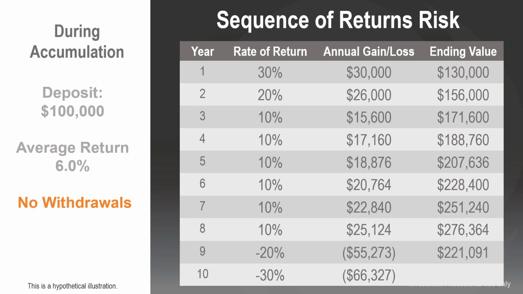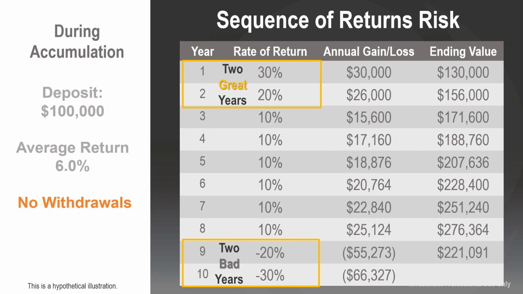In all the examples we're going to show you, it's a $100,000 amount and a 6% average rate of return. We know there are differences there, but we're showing an average rate of return. No withdrawals. So this is during the accumulation phase, so they're not taking any withdrawals. What you're going to see here is positive returns early on, 2 great years, positive 30, positive 20. The sequence of returns is the negative years later on, so negative 20, negative 30. Those basically cancel each other out when you're doing average rate of return. The positives cancel out the negatives.